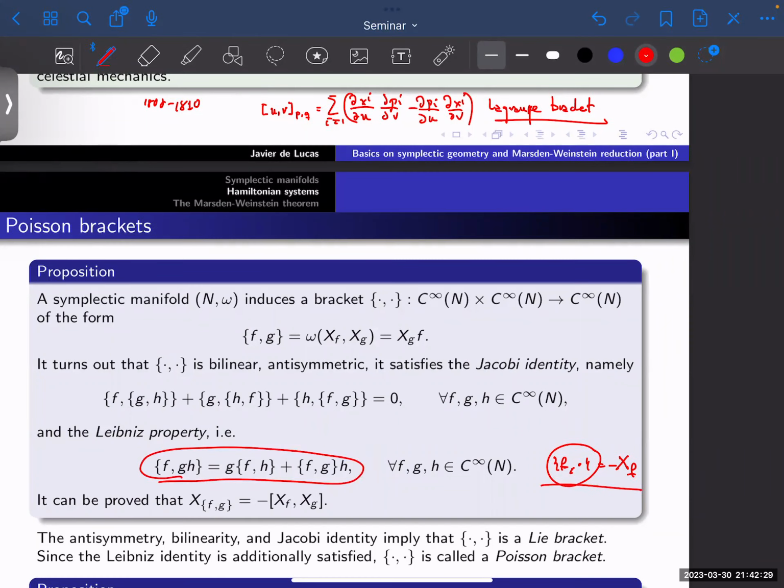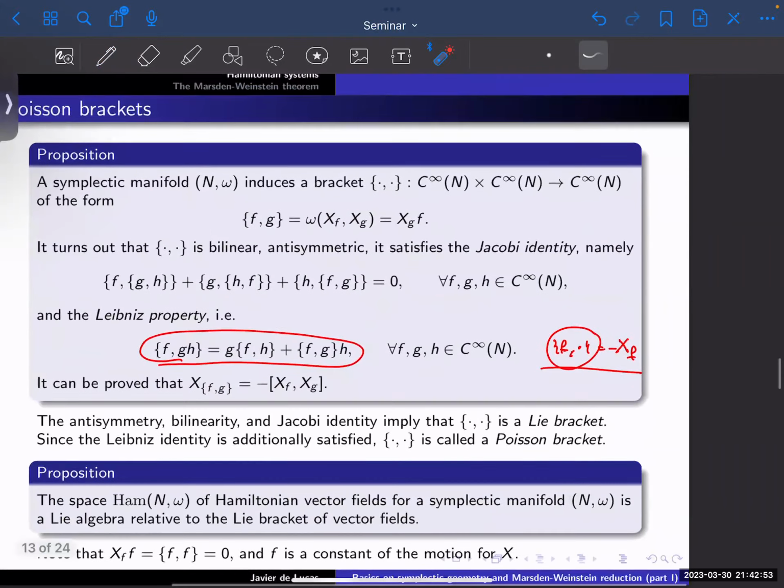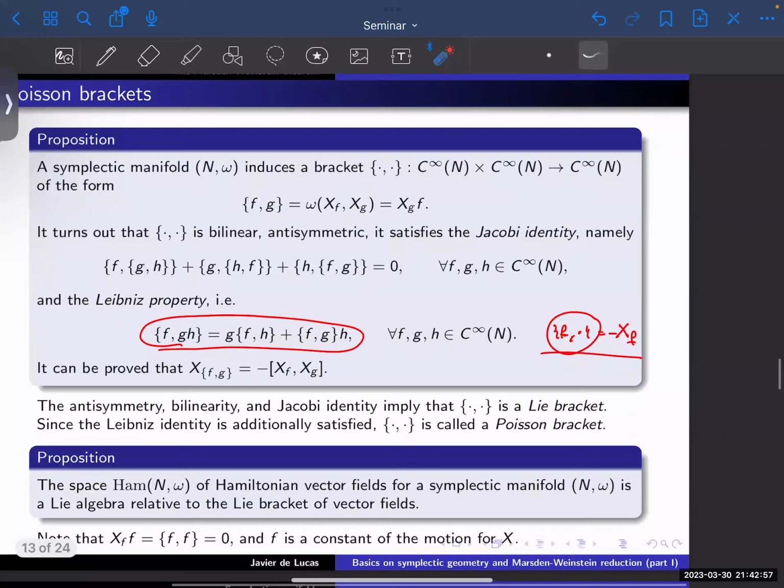So one of the things you can prove is that when you pick two functions and obtain their bracket, the Hamiltonian vector field of this bracket is the same as minus the commutator of the Hamiltonian vector fields of F and H. Okay, so this is very useful for a number of reasons.